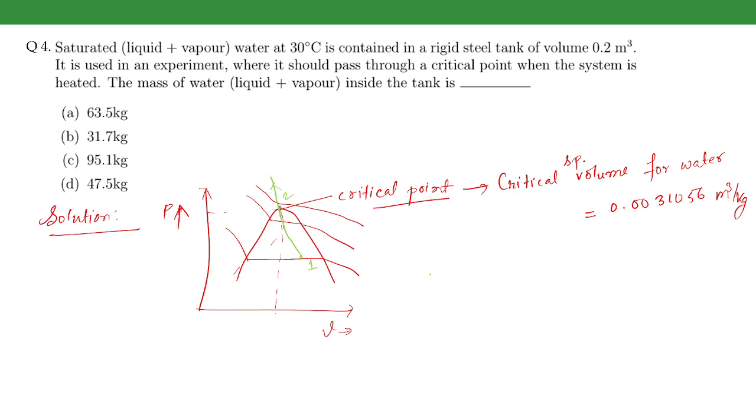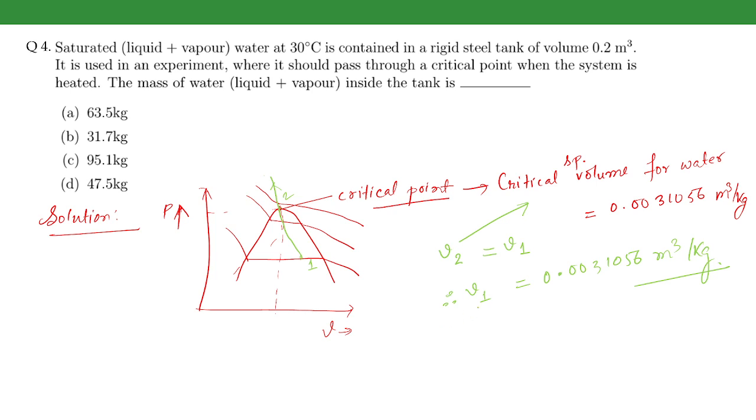Since it is a rigid container and it contains a fixed mass of water, the specific volume will remain the same. So the specific volume at state 2 will be equal to the specific volume at state 1, and the specific volume at state 2 is basically the critical specific volume. Therefore the specific volume in state 1 is equal to 0.0031056 meter cube per kg.